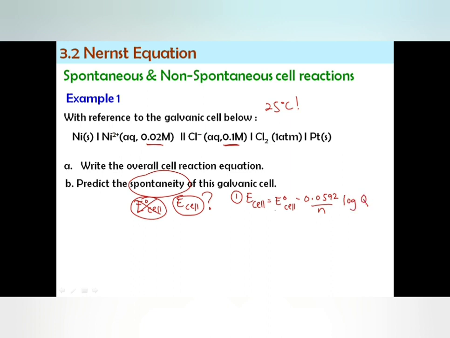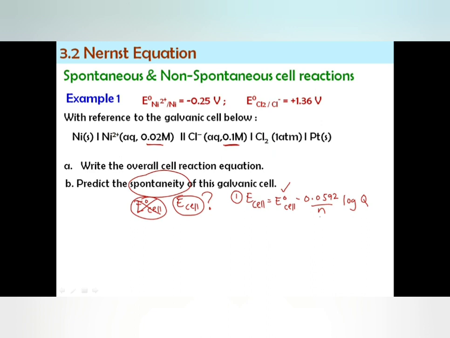Okay. Jadi, E naught cell boleh kira. Tak ada pula dia punya SRP value. Okay, so saya bagi awak ada nickel dengan chlorine gas. So this is the SRP value. Okay, sorry saya padam ini kejap. Okay. So this is the value for SRP untuk ataupun E naught untuk nickel dengan chlorine gas. Okay. Jadi boleh guna value ini untuk cari E naught cell.